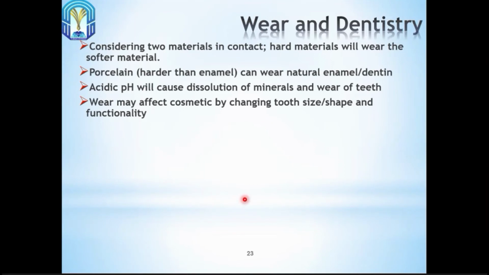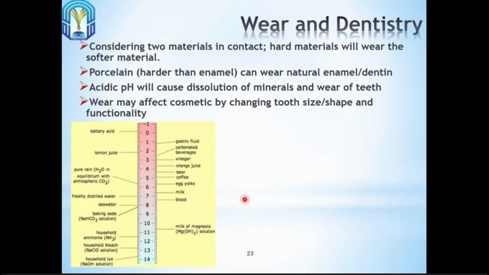We discussed this before, like if we had two materials, the hard material will wear the soft material. Similarly, porcelain or ceramic is the hardest material, even harder than enamel. So it will wear opposing enamel or dentine. Similarly, acid erosion, if we are getting acid in the oral cavity, it will result in wear of teeth. And wear also results in change of shape and cosmetically is not good. So we can categorize that as a failure because the restoration is not functionally stable.